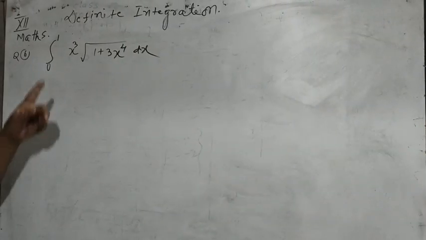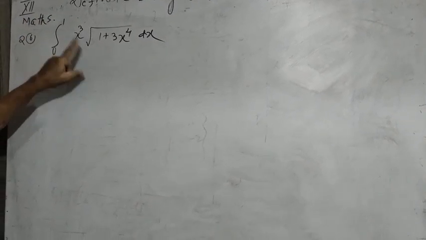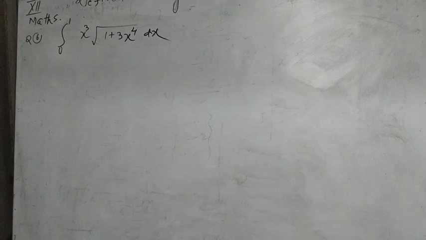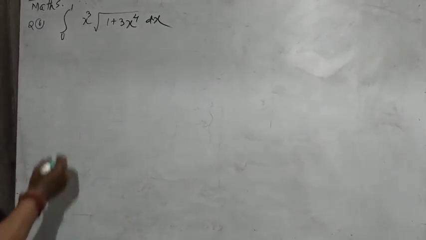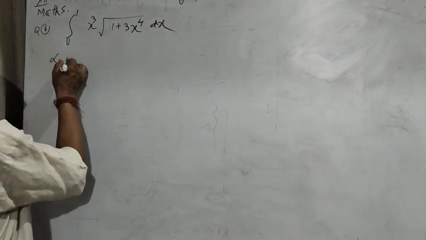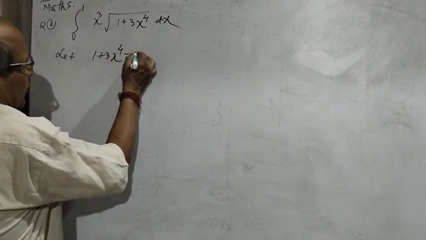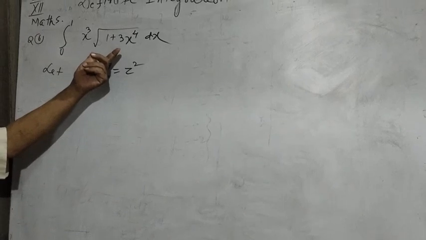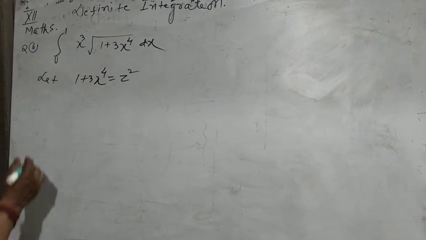In the definite integration, the next question is upper limit 1, lower limit 0, x cube under root 1 plus 3x to the power 4 dx. We have to integrate this question. First of all, we suppose 1 plus 3x to the power 4 is equal to z square. Always the material which is inside the root, under the root, we always suppose z square.